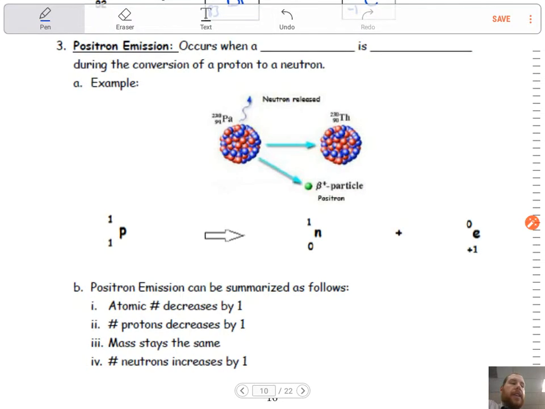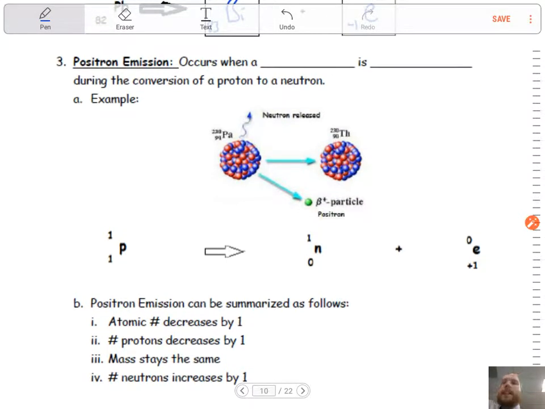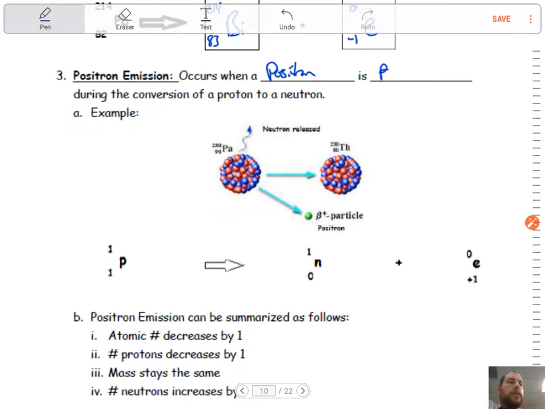The third type of decay is called positron emission. Positron. All right, sounds really weird and made up. Guys, basically it's a positive electron. So a positron is produced during the conversion of a proton to a neutron. So this is the opposite of beta decay, where a neutron becomes a proton. Now a proton is becoming a neutron.